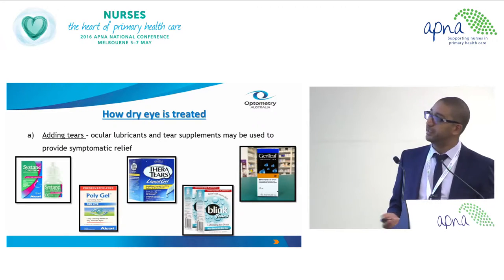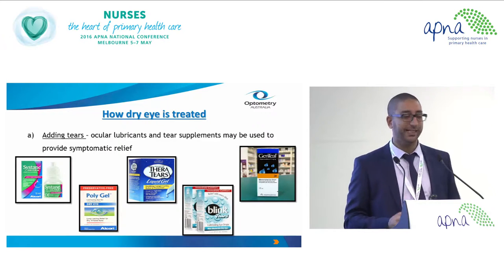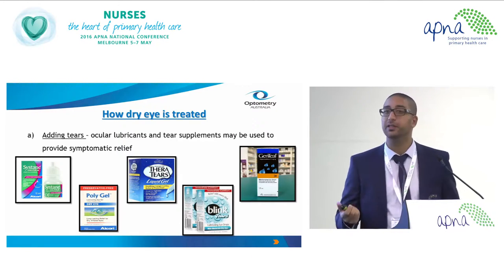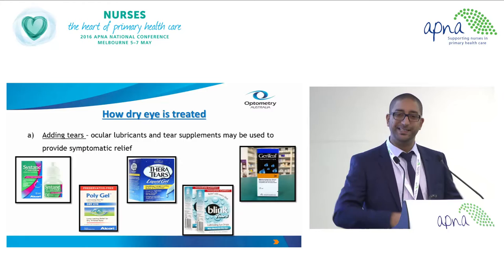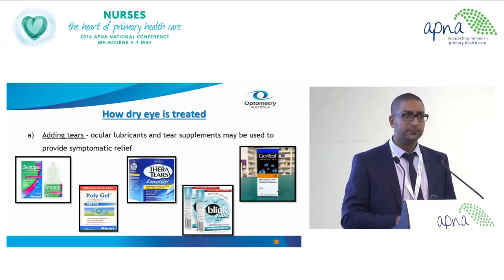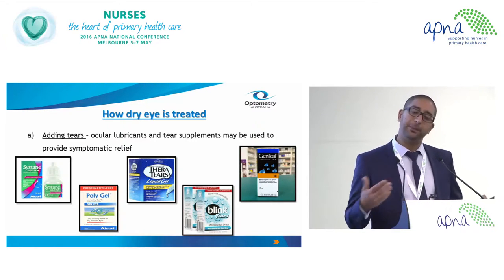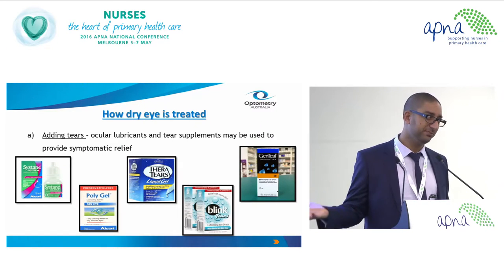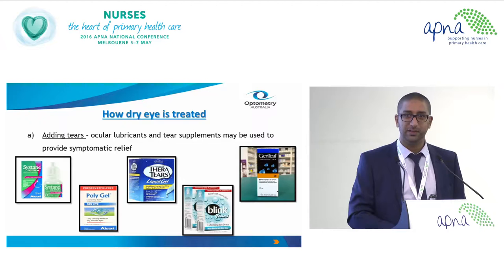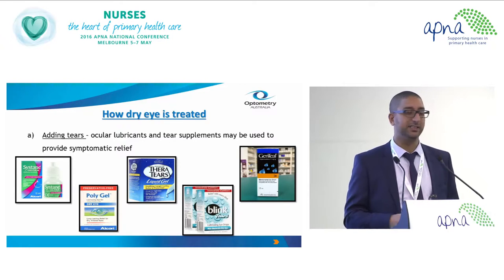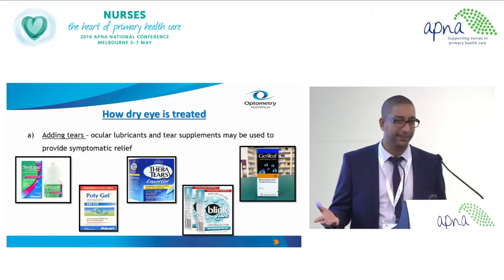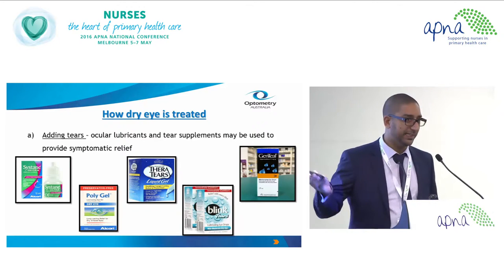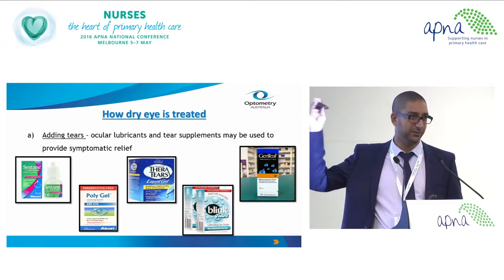Okay, how we treat dry eyes. There's one way, which is adding tears. It's not the only way, but it's probably the easiest way out. And for the most part, they help. The problem with this is what? As soon as they stop, they go back to normal. Okay. So this is essentially just symptomatic relief. It actually doesn't fix anything. I have no affiliation with any company. They're just a random sample.